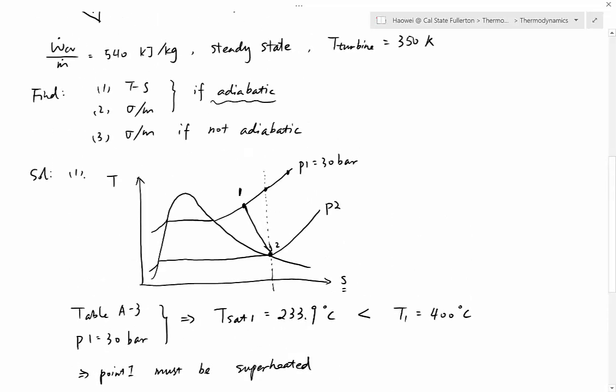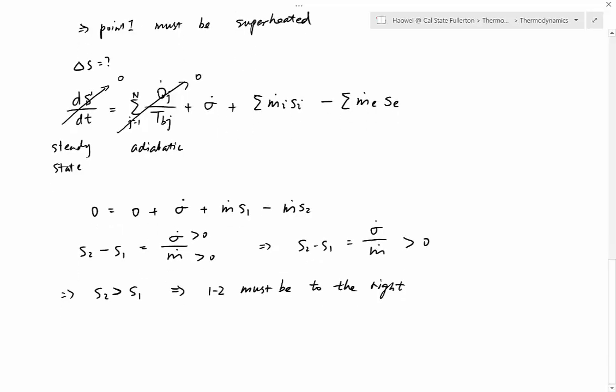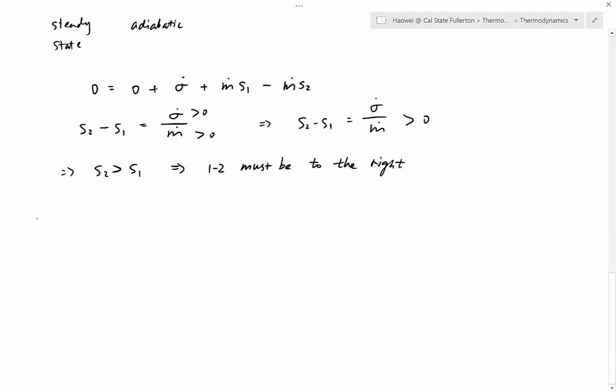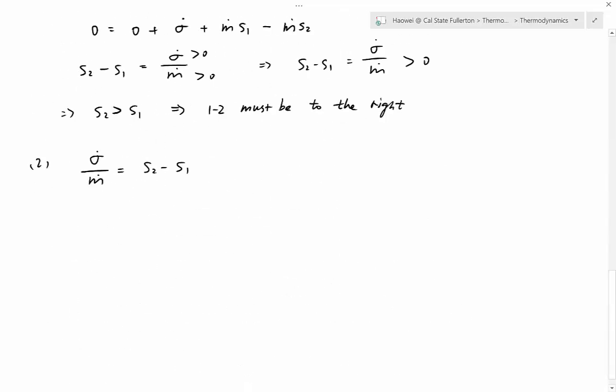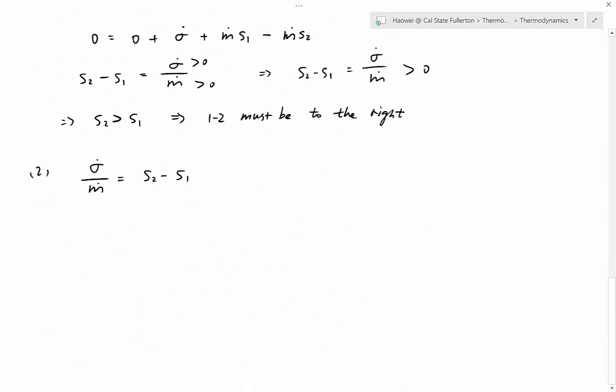Next one, part 2, look for sigma over m. So we already found sigma dot over m dot is equal to S2 minus S1 from part 1, and part 2 is to look for sigma over m. What is the relation between sigma over m and sigma dot over m dot? Just like before, they must be equal.